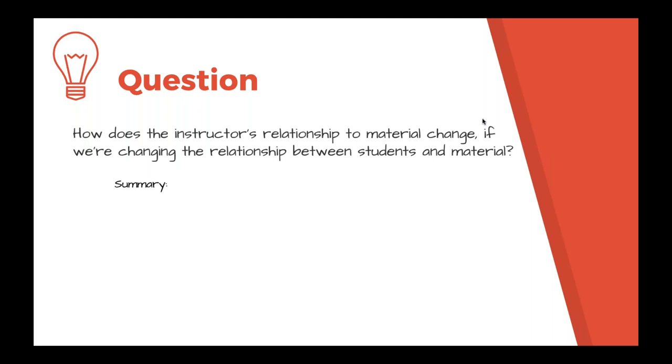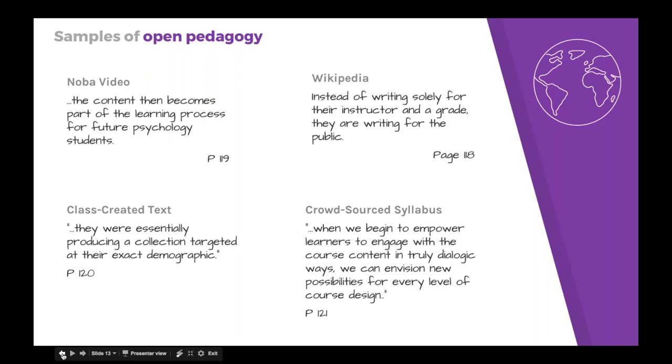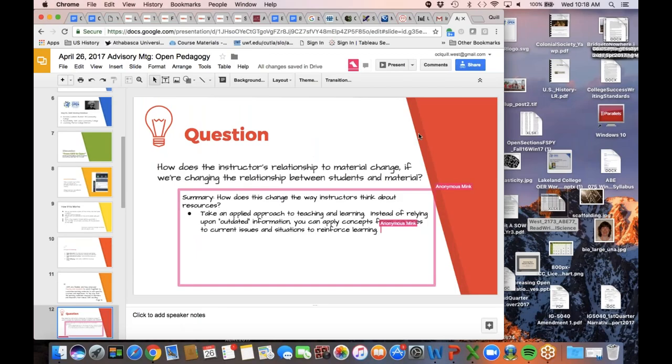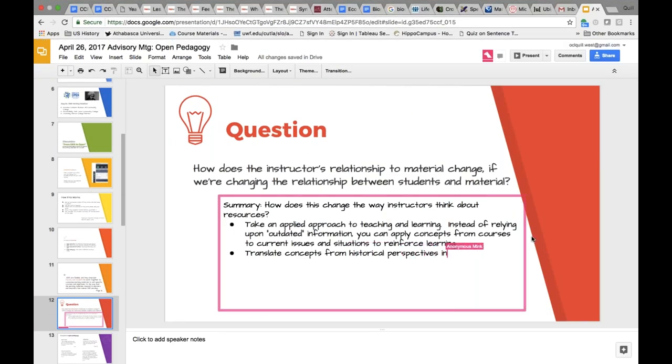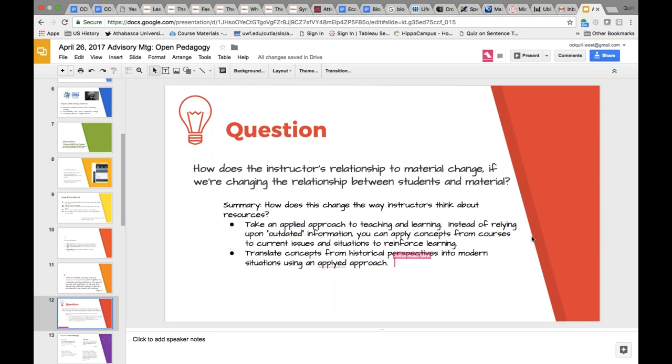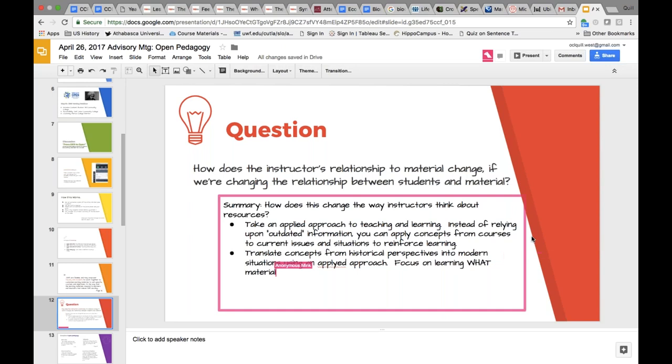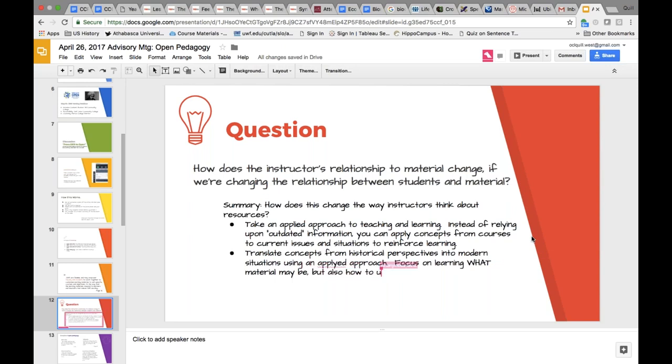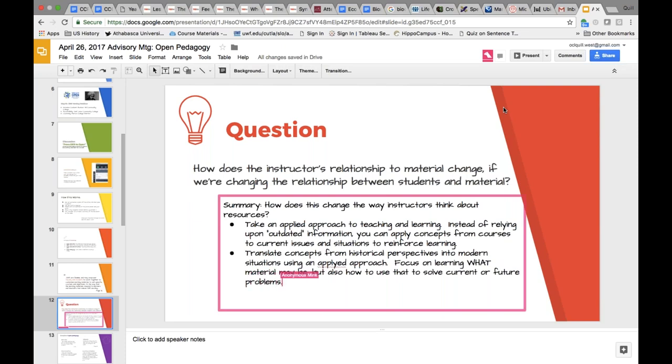I apologize for that. But I know from my own teaching experience, I really try to translate concepts from historical perspectives into modern situations by using an applied approach, where you can take material and ideas and concepts and relate them to current issues or problems, so that you're focusing not only on learning what particular material may be, but how to use that to solve current or future problems. And it's something that involves students, and you can really use that for students to interact with one another, to have a more dynamic relationship with the faculty member. I hope the recording caught the actual phrase that you found of value, because sometimes my mouth works faster than my brain and I can't recall exactly what I stated.